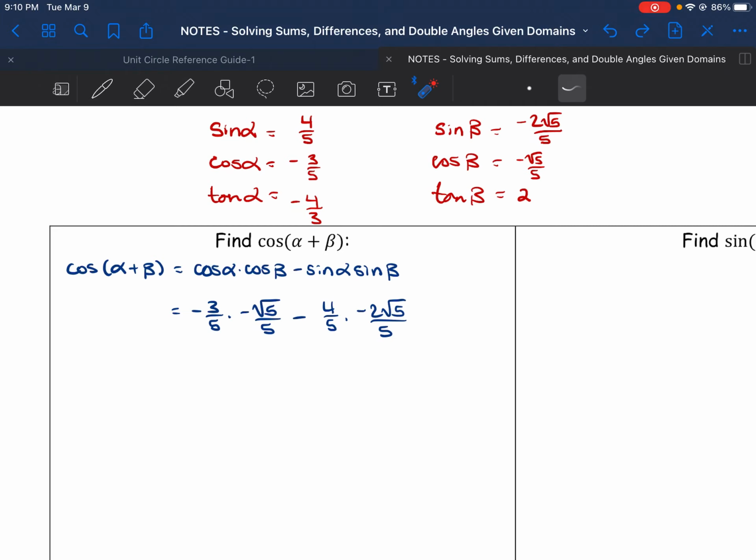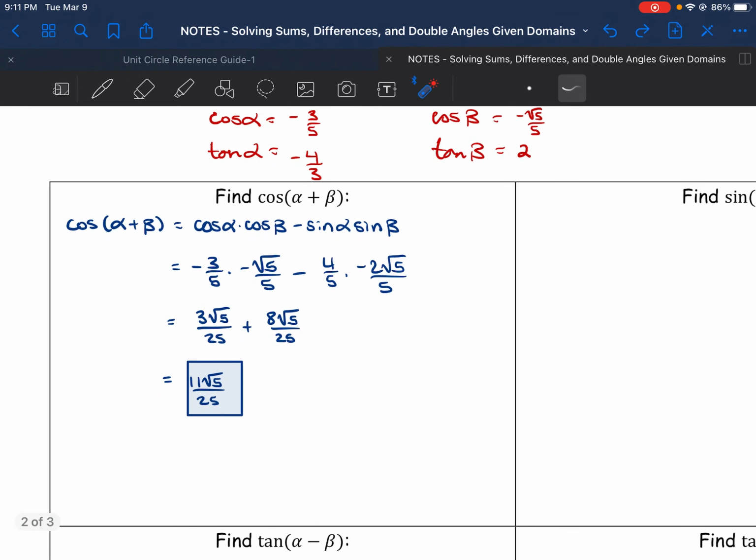Next, we're going to go ahead and multiply. -3/5 times -√5/5 is going to be 3√5/25 right here. And then 4/5 times -2√5/5, that's going to be 8√5/25. Now, adding these together, they have a common denominator, so we can add the numerators. And in the numerator, 3√5 plus 8√5, since they both have the same square root, we add the coefficients on the outside, so 8 plus 3 will give us 11√5/25. Okay, so not too bad.